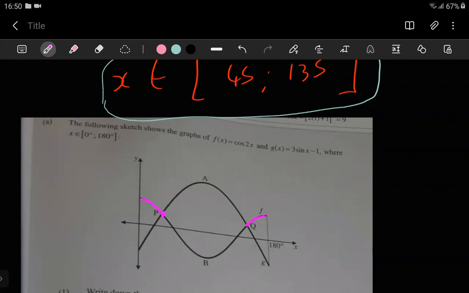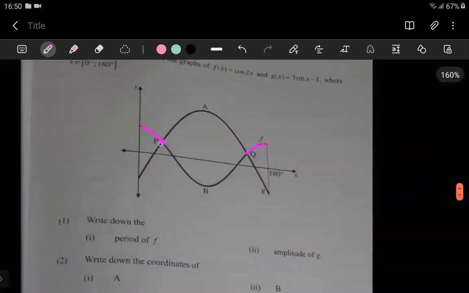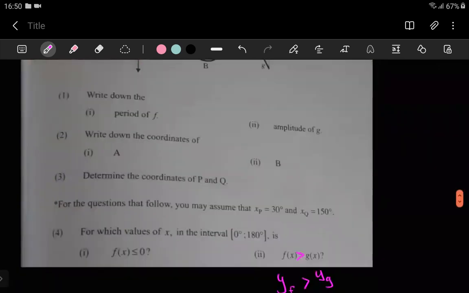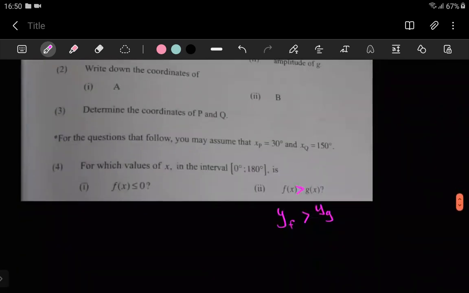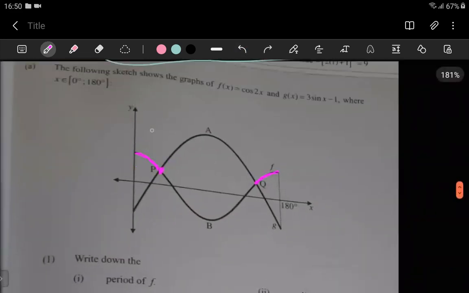So they just want us to work out where the y values of f are above the y values of g, and that's only happening here where we see the pink. Those are the only cases where the y values of f are greater than the y values of g. Here you see it didn't say greater or equal to. So when we answer our question, we have to say that the x values have to be between 0 and this was a 30 in our previous question, and then we said this was a 150.